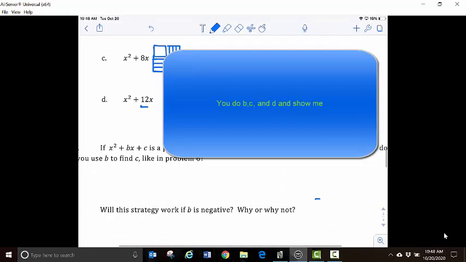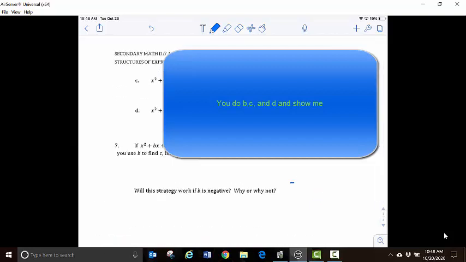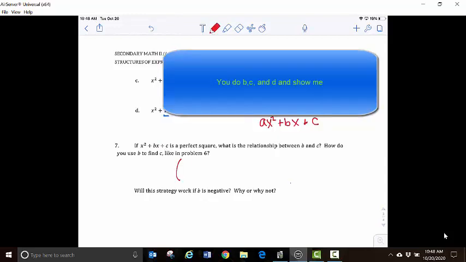So for time's sake, what is the relationship between B and C? Remember, we had ax squared plus bx plus c. What is the relationship between B and C? Can anybody see anything for me? Beautiful. If you take B and cut it in half, so let's see, 12 divided by 2 is 6, and then square it, 6 squared is 36.